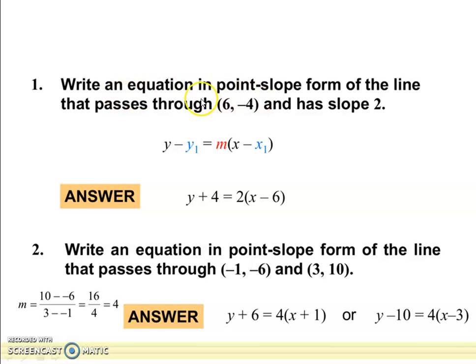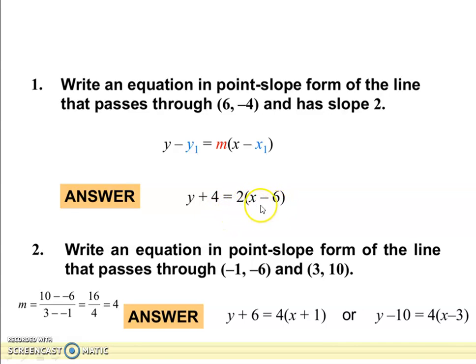Write the equation in point slope form of the line passing through (6, -4) with slope 2. So x1 is 6, y1 is -4, and slope m is 2. We know that y - y1 = m(x - x1). The y1 value is -4, and minus minus becomes plus 4. m is 2, x remains the same, and x1 is 6. So y + 4 = 2(x - 6).